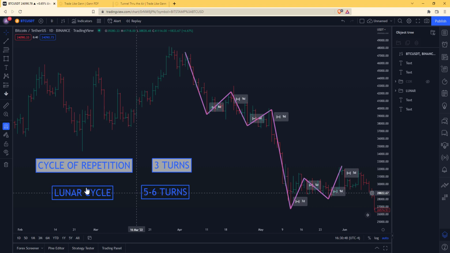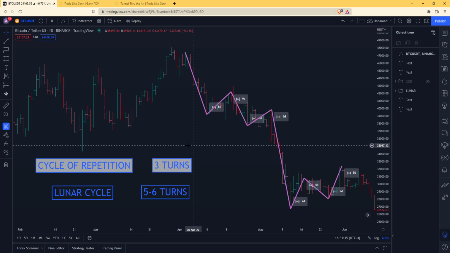And the cycle of repetition will turn roughly 3 times in a month. Because the cycle of repetition is a larger cycle compared to the lunar, it will not have 3 turns in every month. There will be some months where you will see the COR pivoting only once. Not every month will you have 3 pivots. If you count 12 months or 5 to 6 months, there should be roughly 3 pivots, or 3 turns, in a month.